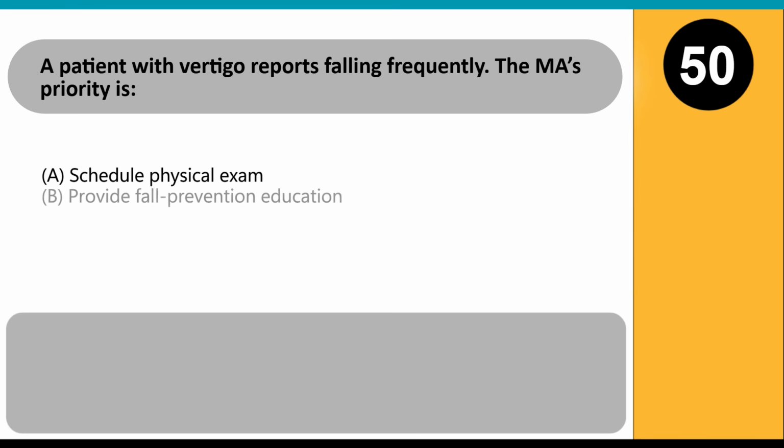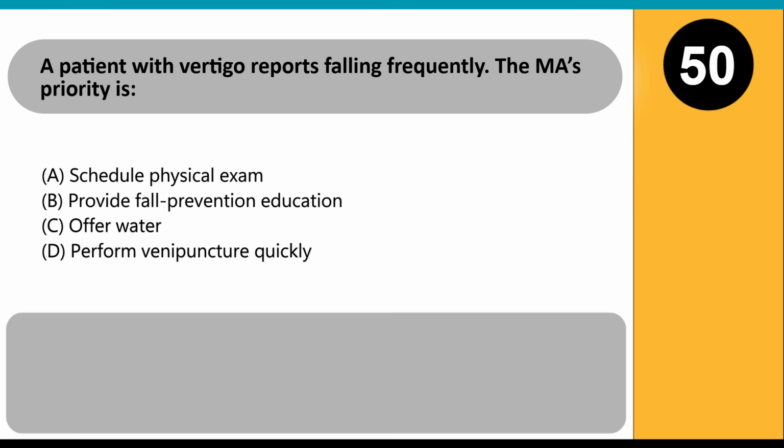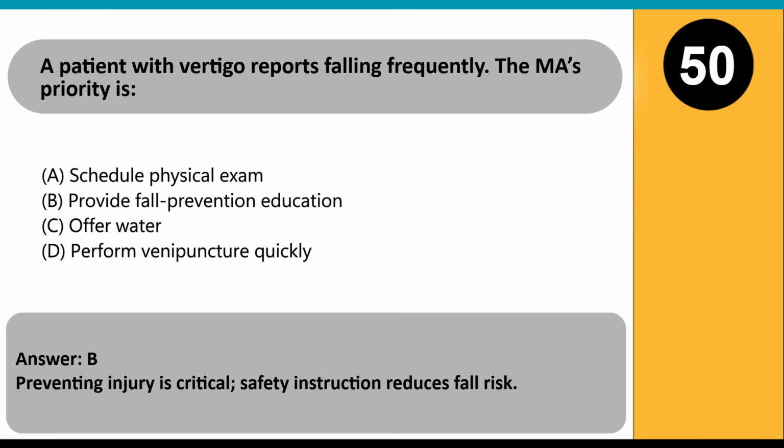A patient with vertigo reports falling frequently. The MA's priority is: A. Schedule physical exam. B. Provide fall prevention education. C. Offer water. D. Perform venipuncture quickly. Answer: B. Preventing injury is critical. Safety instruction reduces fall risk.